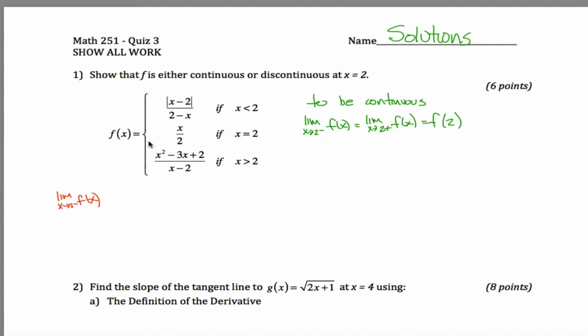Well, if x is a little bit less than 2, I'd be using this top rule right here. So I would try to figure out what is the limit as x approaches 2 from the negative side of the absolute value of x minus 2 divided by 2 minus x. Well, if x is a little bit less than 2, x minus 2 is a negative number. So what the absolute value symbols do is change the sign of the thing inside them. What I'm saying is you can drop those absolute value symbols if you take into account the fact that they change the sign of this x minus 2 right here.